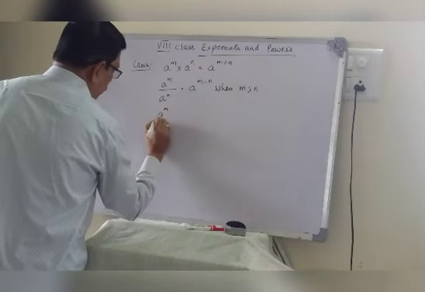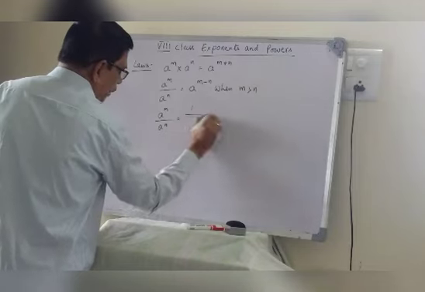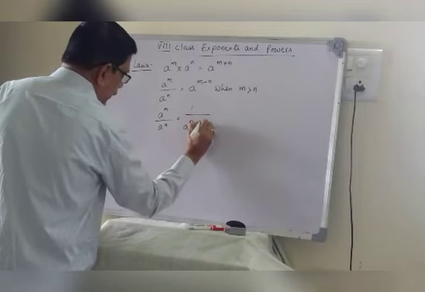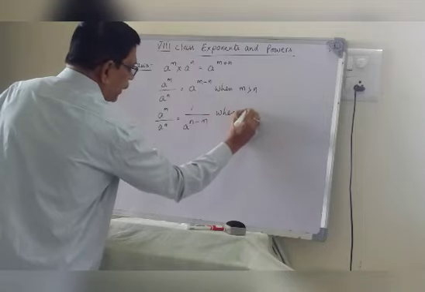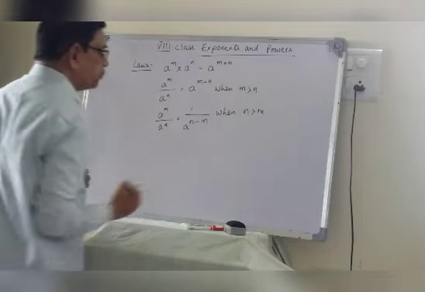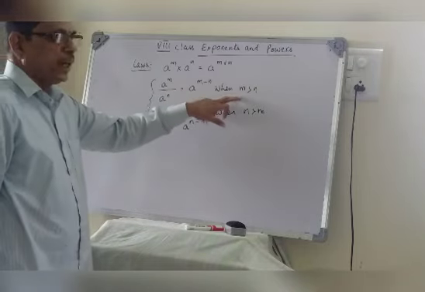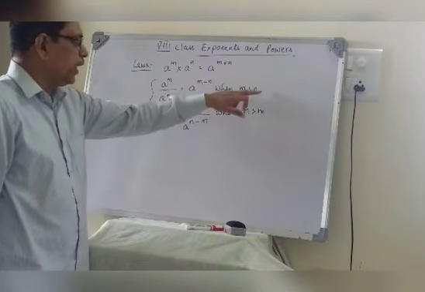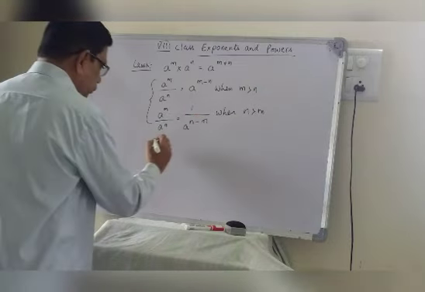a to the power of m by a to the power of n is 1 by a to the power of n minus m, when n is greater than m. So these are the two formulas: one when m is greater than n, and the other when n is greater than m.